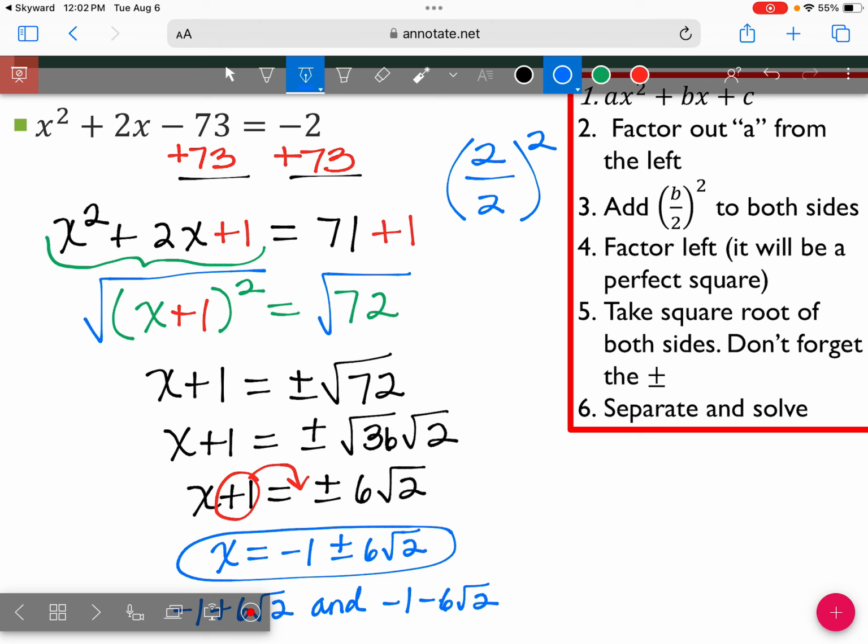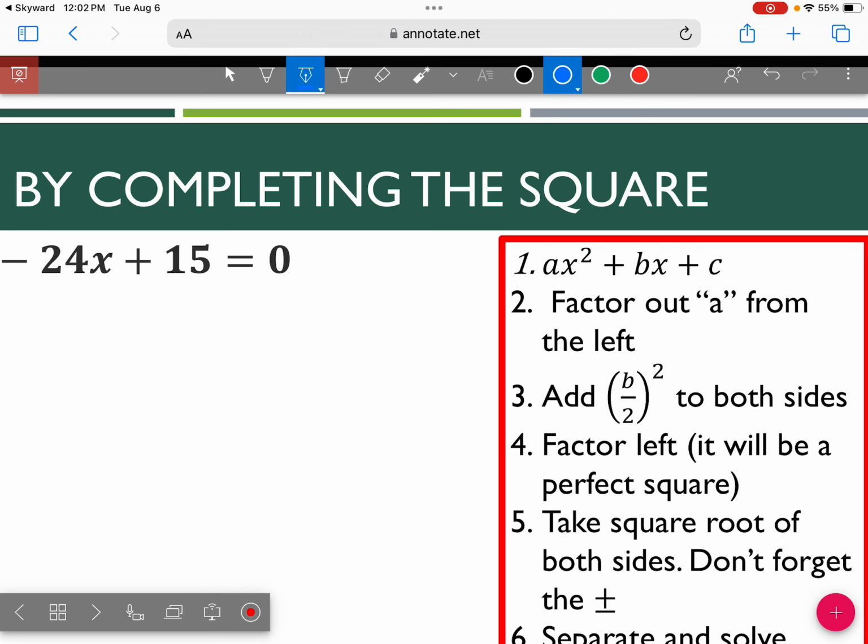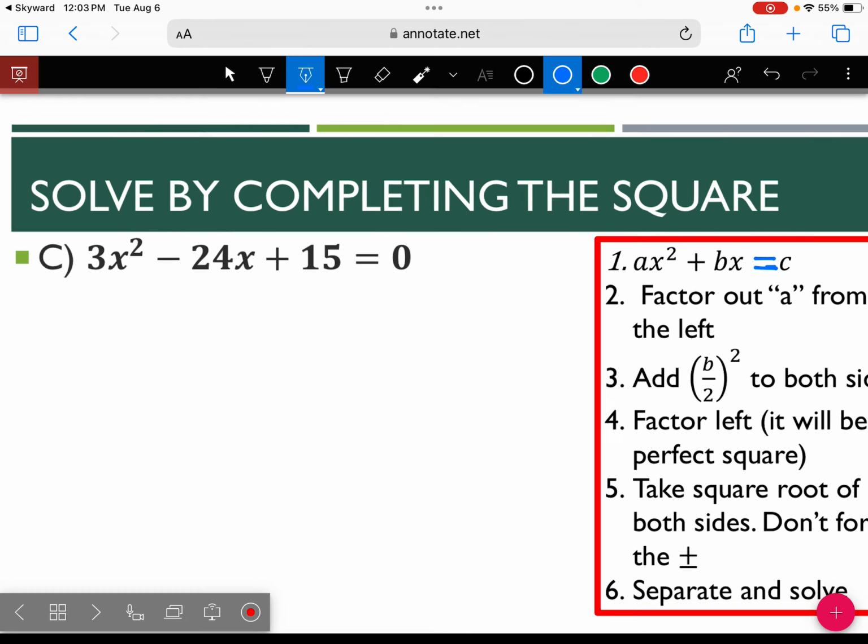All right, we're going to do a couple more and then we'll end there for today. Again, we're only practicing completing the square today. That's all we're doing. Completing the square. All right, so now let's do one where we have an A value that is not 1. So when A is not 1, we still start by subtracting that C.